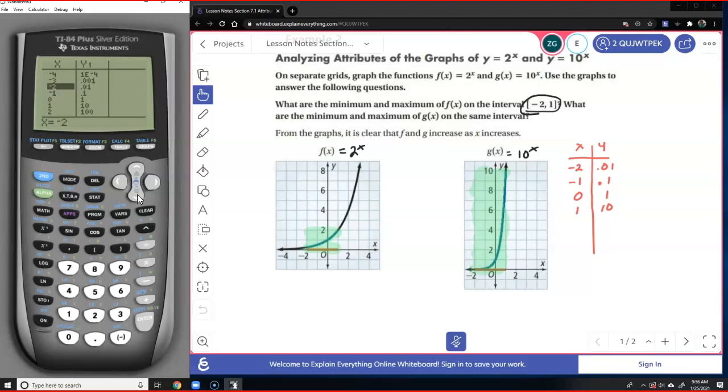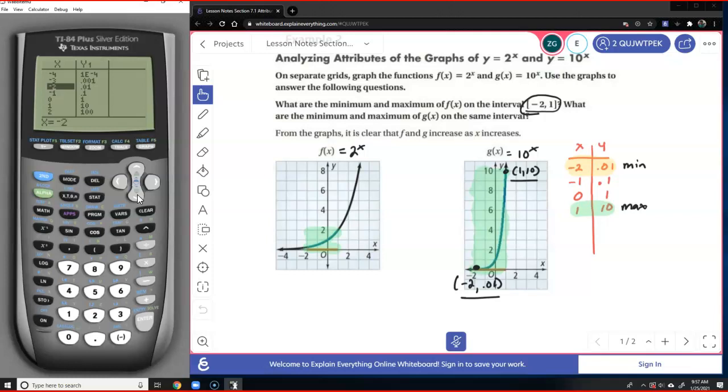We notice that at x equal -2, 0.01, that is our min, and our max is at 1, 10. So let me write that down. This is our min, and there's our max. And where do you see that on the graph? You see that right here. That's -2, 0.01. Where do you see your max? 1, 10. So you see your max and you see your min.